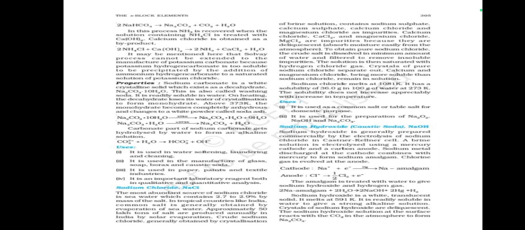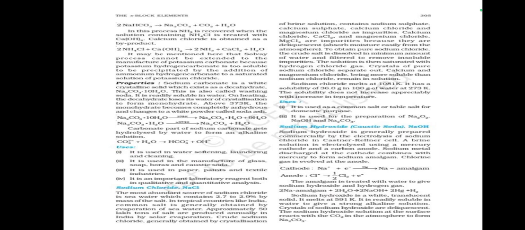Properties: sodium carbonate is a white crystalline solid which exists as a decahydrate, Na2CO3·10H2O. This is also called washing soda, and it is readily soluble in water. On heating, the decahydrate loses its water of crystallization to form the monohydrate above 373 Kelvin, and the monohydrate becomes completely anhydrous, changing to a white powder called soda ash. Na2CO3·10H2O gives Na2CO3·H2O + 9H2O. Na2CO3·H2O gives Na2CO3 + H2O.